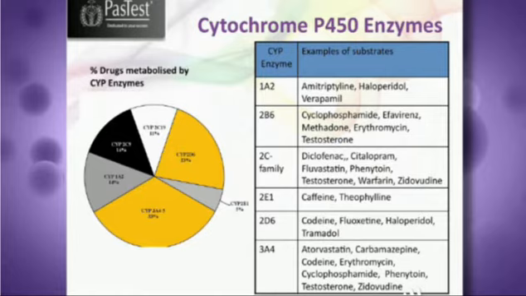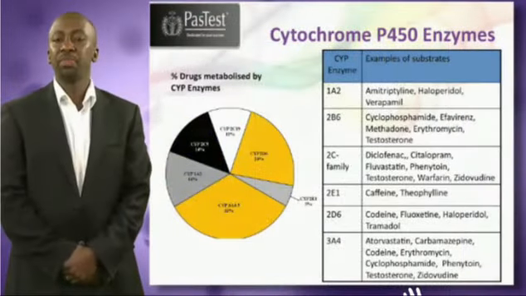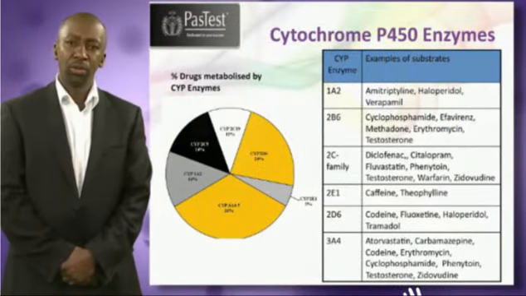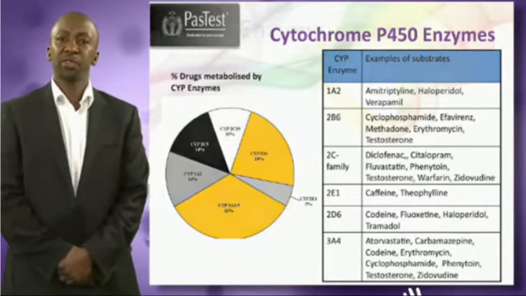2B6 has some minor drug metabolisms in there, such as erythromycin and methadone and efavirenz. Again, the importance of this comes when 3A4 is not the major pathway, and this has to do with genetic polymorphisms. Suddenly, 2B6, which may have been playing a minor role, takes on a bigger role. What does this mean for the exams?